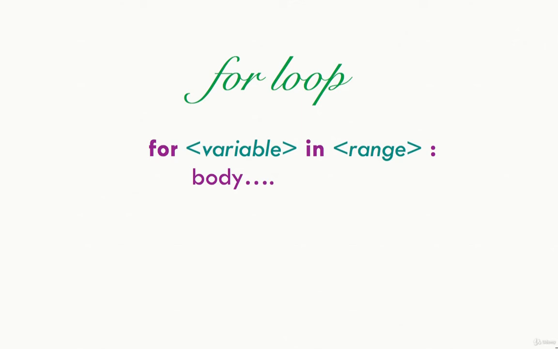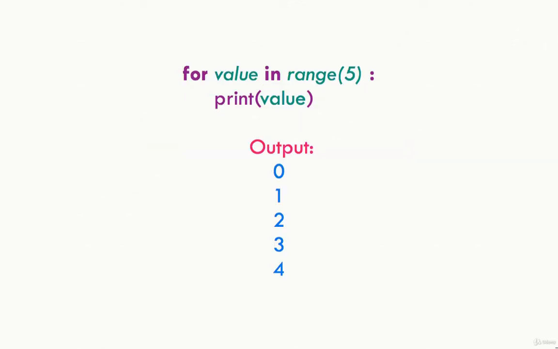Let's look at an example. In this example, we want 5 numbers from 0 to 4 to be printed on the screen. So we specify a range of 5, which will give us a list of numbers from 0 to 4. And for every number in list, loop will execute its body. So what it will do here is first range function will generate a list of 5 elements from 0 to 4.